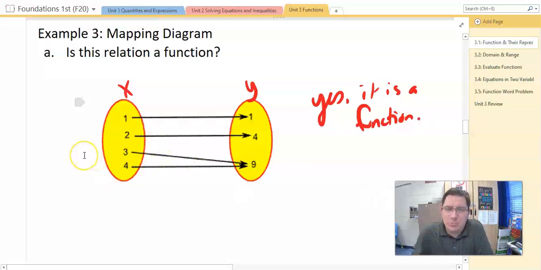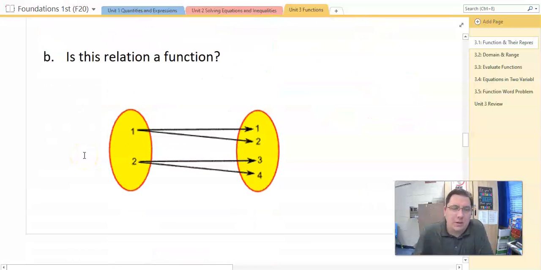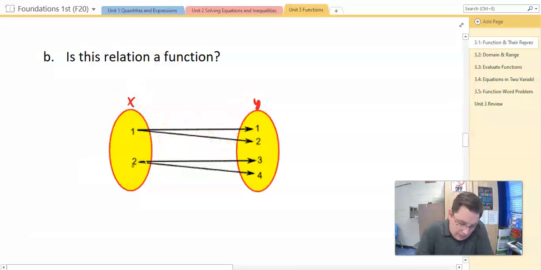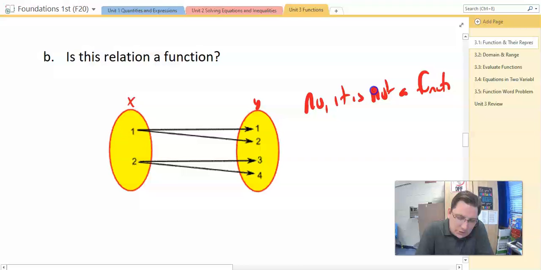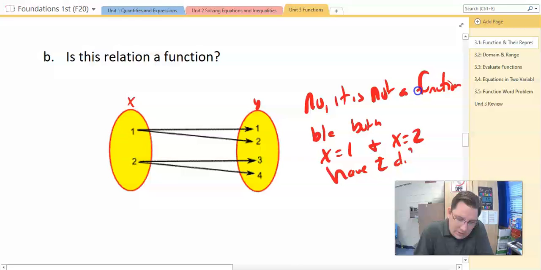But let's look at example B. Look at what we have here. We have 1 going to both 1 and 2, and we have 2 going to both 3 and 4. And so is this a function? No. It is not a function. Now, why is it not a function? Well, it's not a function because both x equals 1 and x equals 2 have 2 different y values.